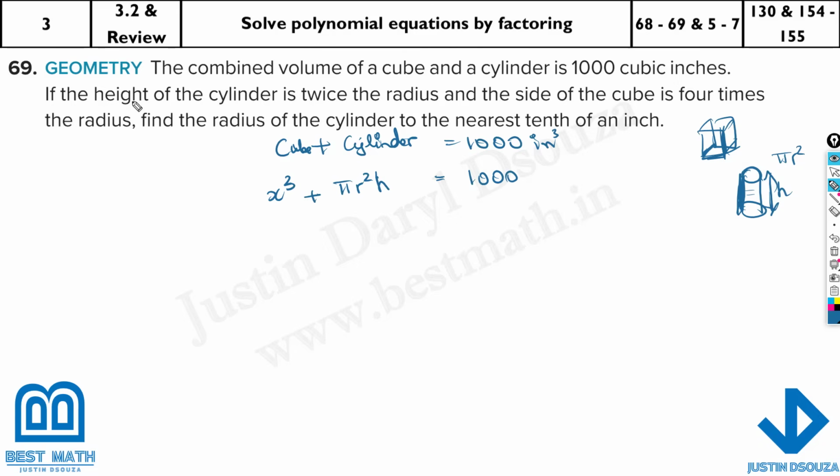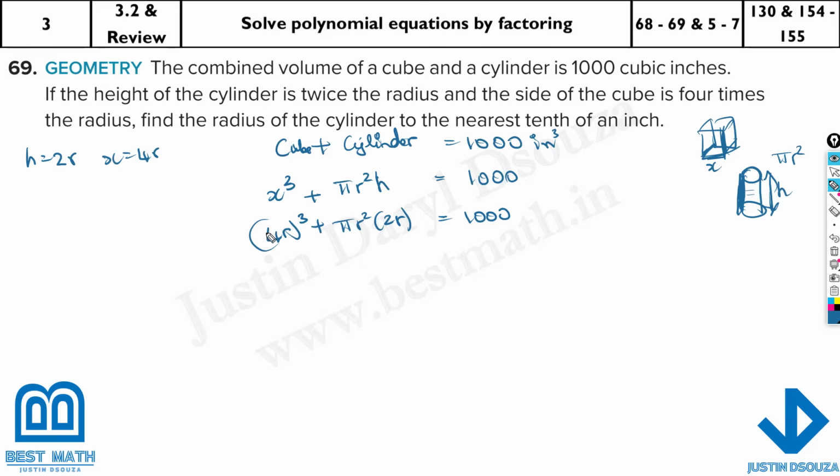Now here they have told something. If the height of the cylinder h is twice the radius. Okay, so I'll just write h is 2 times radius, and the side of the cube, okay, the side I've taken it as x, isn't it? That is 4 times the radius. X is 4 times the radius. We need to find the radius of the cylinder to the nearest inch. Okay, so this is given as (4r) whole cube, plus pi r square times 2 times r, that is equal to 1000.